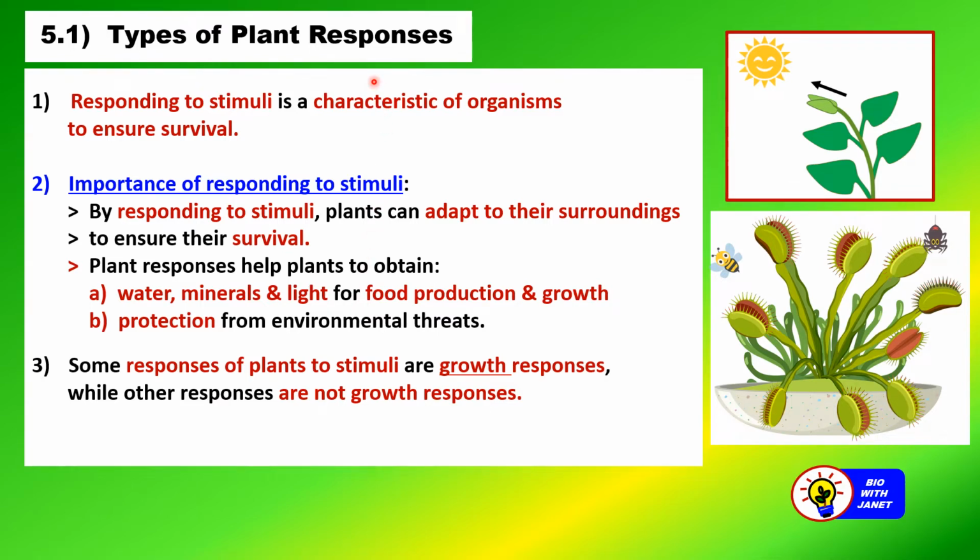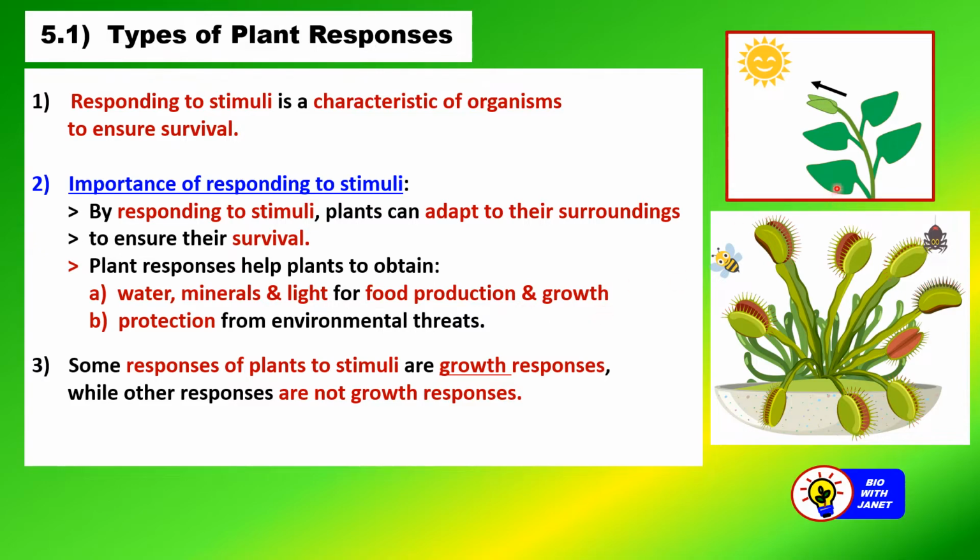5.1 Types of plant responses. Responding to stimuli is a characteristic of living organisms to ensure survival. Now, what's the importance of responding to stimuli or changes in the environment for plants? By responding to stimuli, plants can adapt or adjust to their surroundings to ensure their survival. Plant responses help plants to obtain water, minerals, and sunlight for food production and growth.